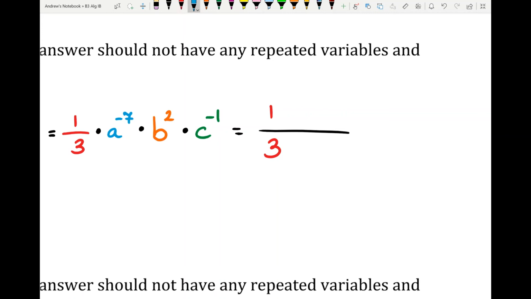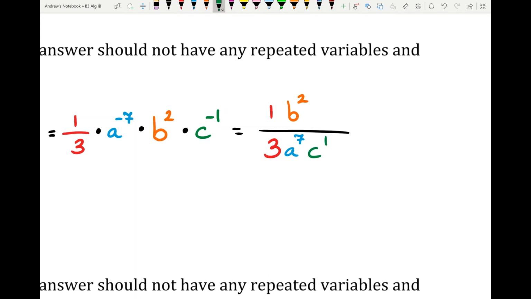That a to the -7th has a negative exponent, so we're going to put that on the bottom and turn it into a +7. That's nice. B squared has a +2 as its exponent, so I'm going to put that b squared up top. Last but not least, that c has a -1 on it, so it's going to go on the bottom and become a +1.